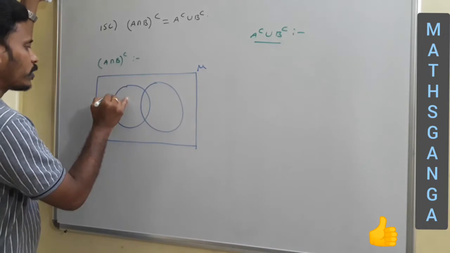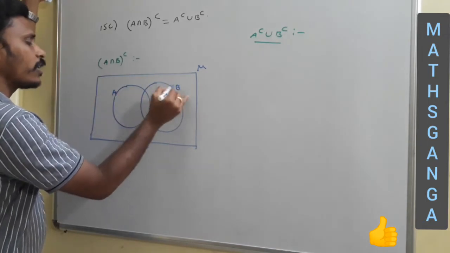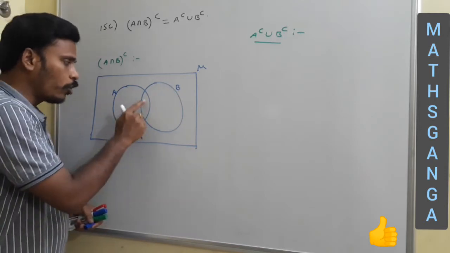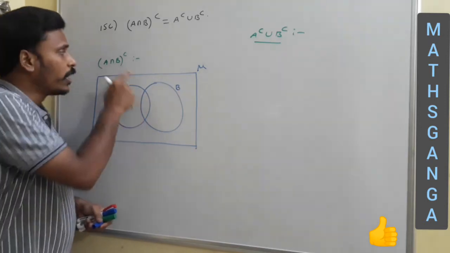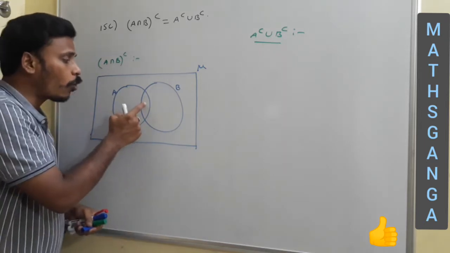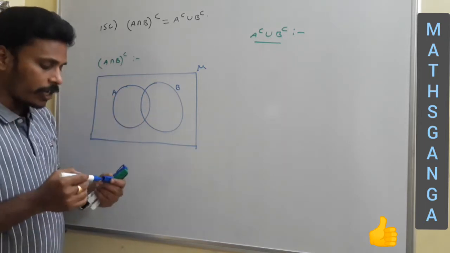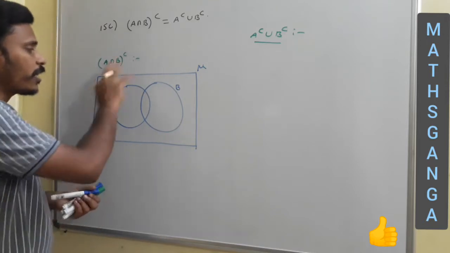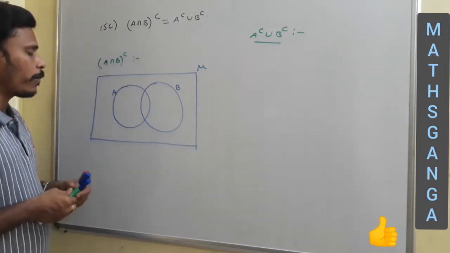Now this circle is for set A and this circle is for set B. And what is A intersection B? I think you all know that this region is A intersection B. Here we need to indicate (A intersection B) complement. So don't shade this region, and shade all the remaining region. Shading the remaining region.